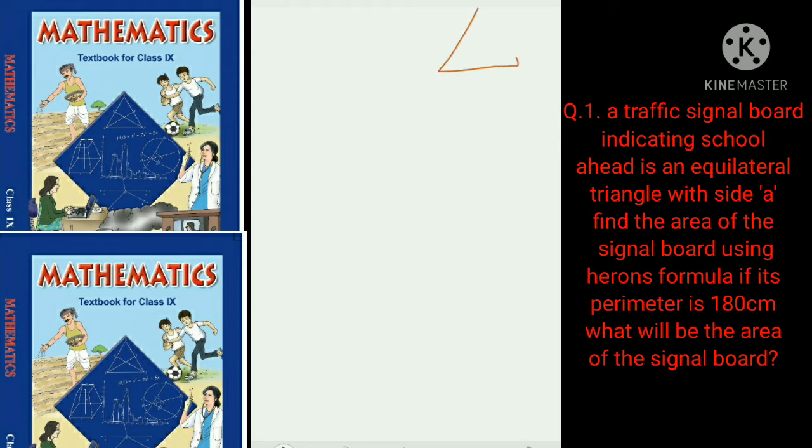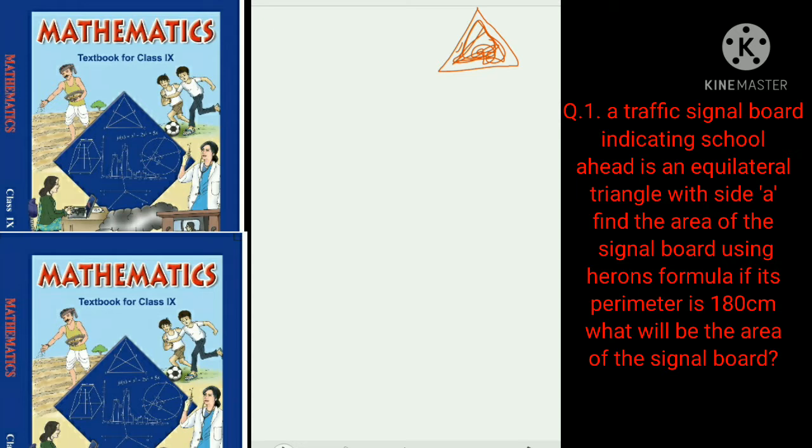So here we have to find the area of the triangle by applying Heron's formula. You have seen a traffic signal board, no? The shape of the traffic signal board is like a triangle. So here we are going to find the area of the triangle, the whole portion area. So I'm going to start.